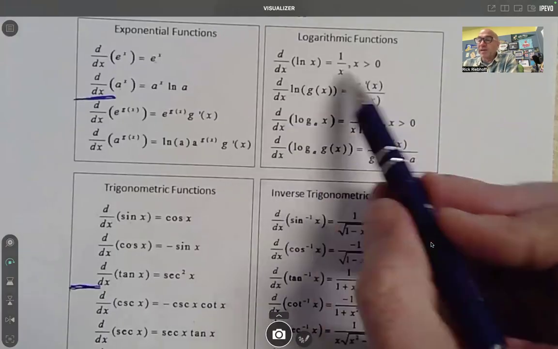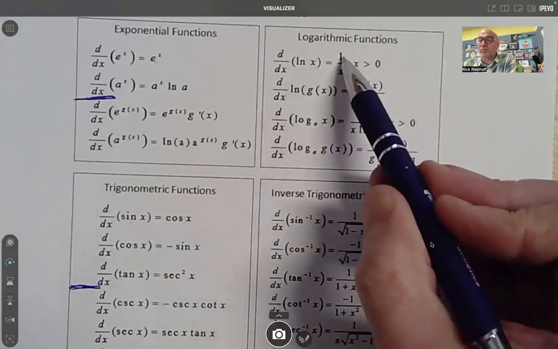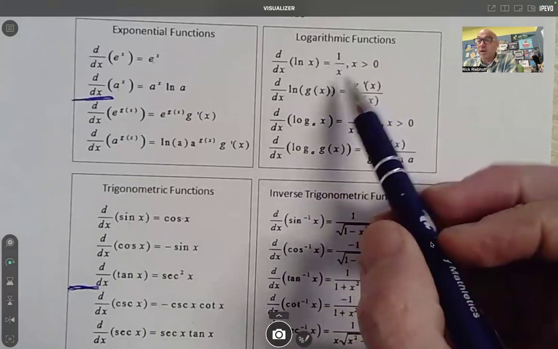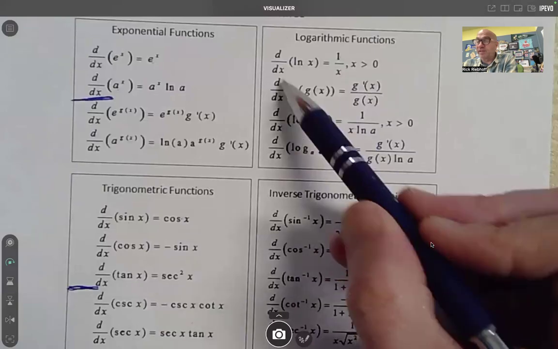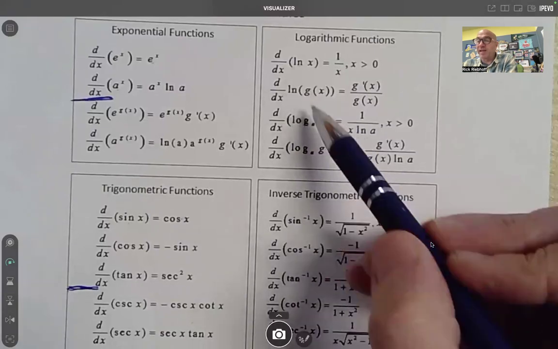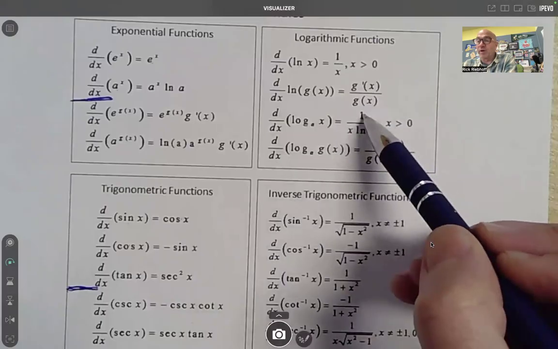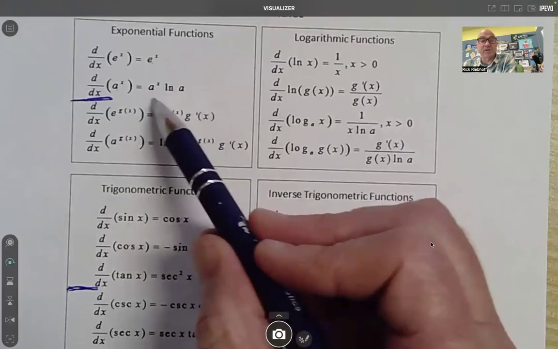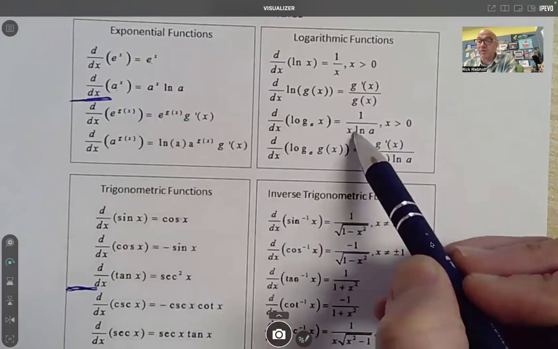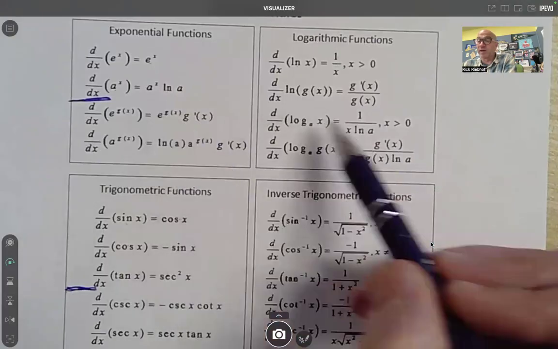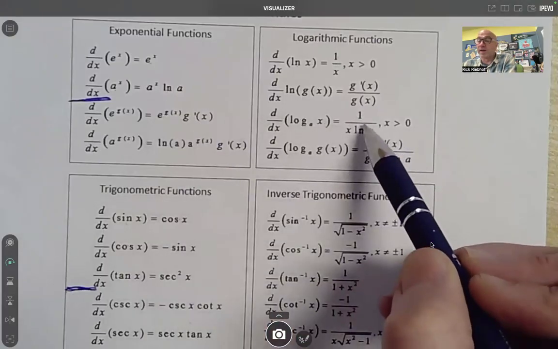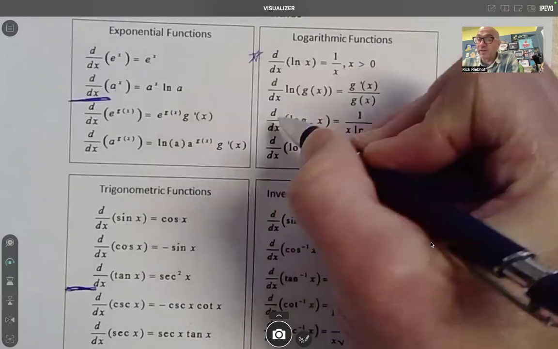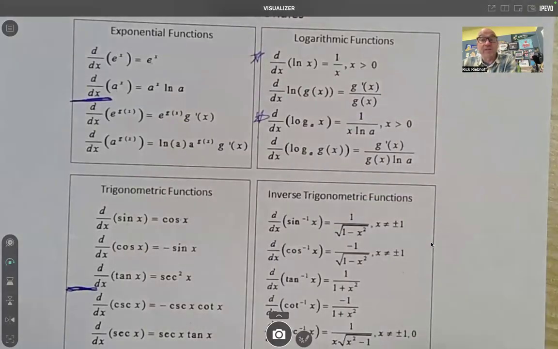All right, logarithmic functions. The derivative of natural log of x is just 1 over x. It's kind of cool. And if we have a different base than e, this is what we've got: 1 over x times ln of a. What does that remind you of? Yeah, it reminds you of this exponential, kind of the same thing. Remember, exponentials and logarithmics are just inverse functions of each other, so that's probably the reason they have this in common. So that's kind of cool. So I'd say this one and this one are good ones to eventually have memorized.